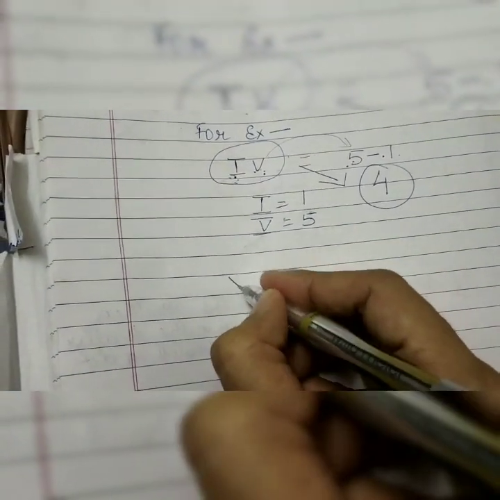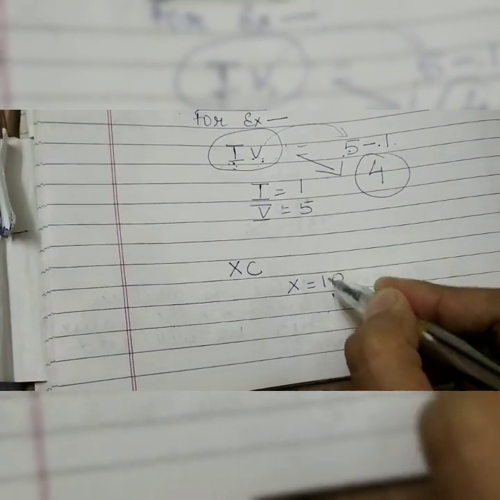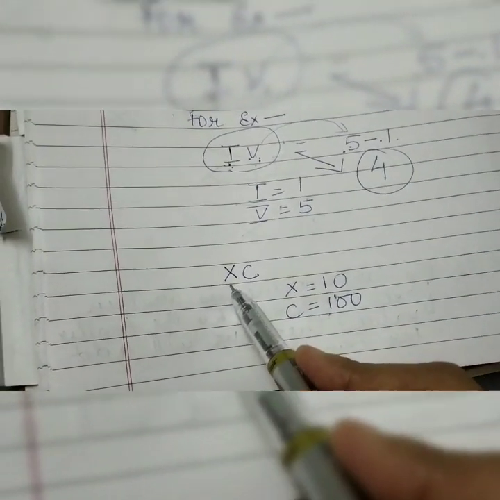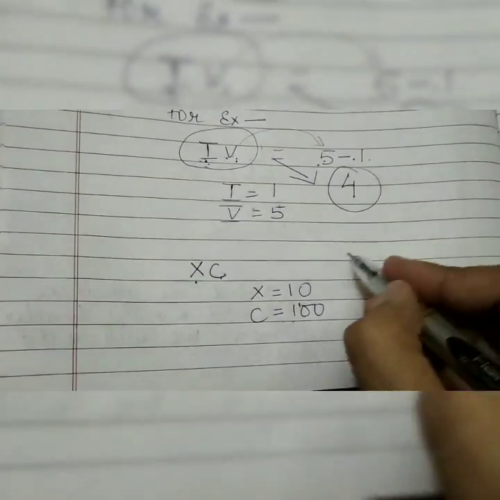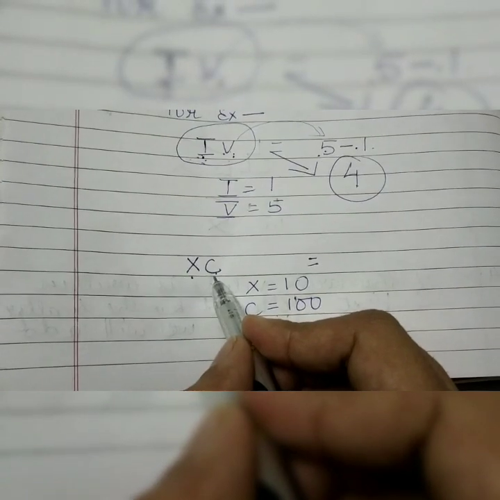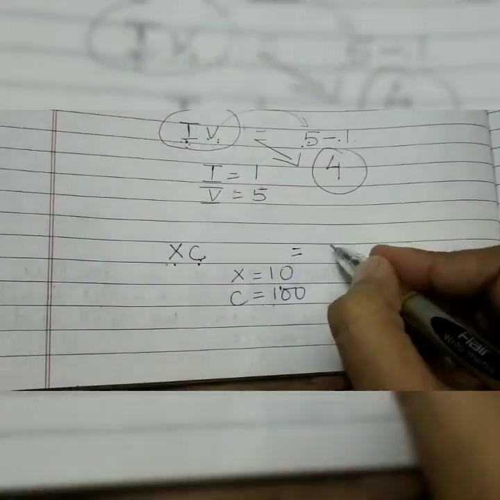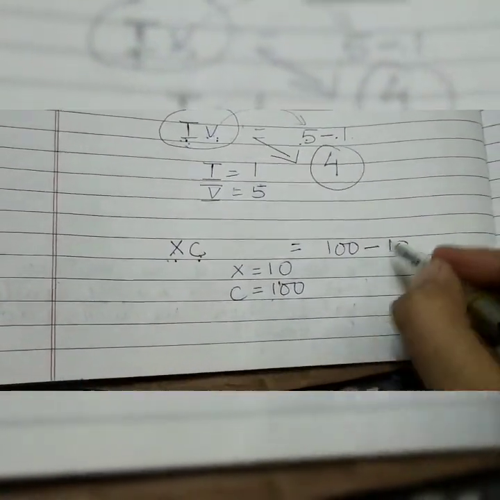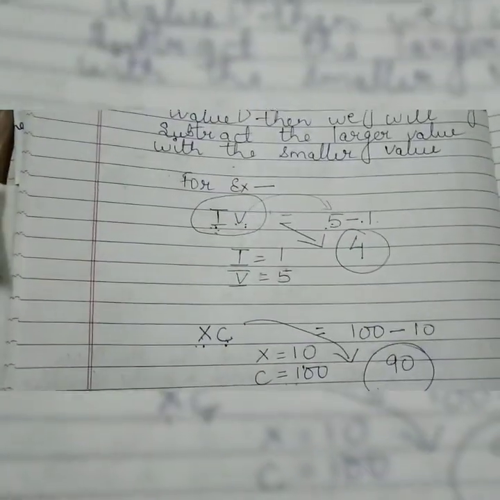One more we will see, XC. Now X is equal to 10 and C is equal to 100. Again, the smaller value is written first, followed by the bigger or larger value. Then how will we subtract? Firstly, we will write the bigger value, then subtract the smaller one. So C is 100 minus X is 10 is equal to 90. So XC is equal to 90.